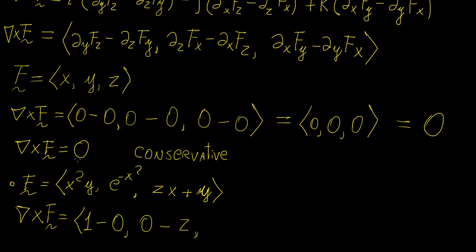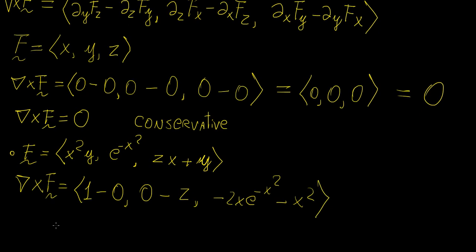And then finally, we're going to have the y component, which is this one here. So we're going to differentiate with respect to x. So this is going to be minus 2x e to the minus x squared, minus this differentiated with respect to y, so this becomes x squared. And now if we just simplify this a little bit, let's see what we get. We're going to have 1 minus z and then minus 2x e to the minus x squared minus x squared. Sorry, it should be plus x squared here.